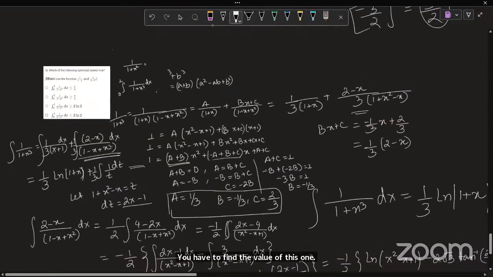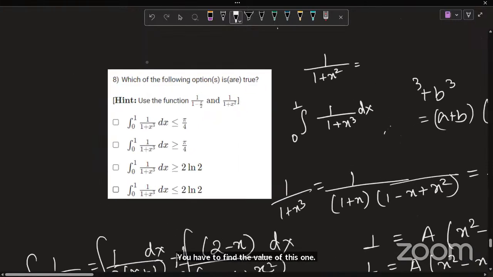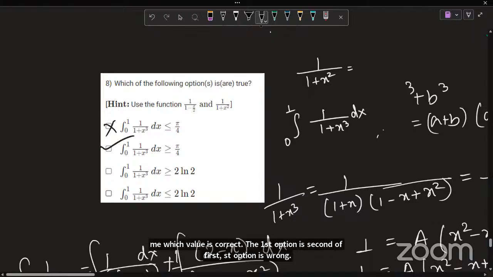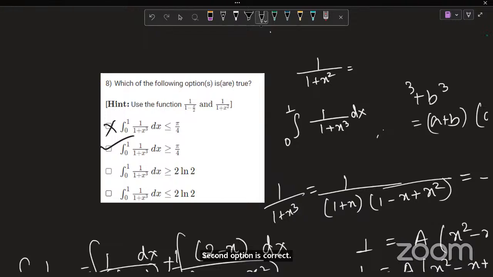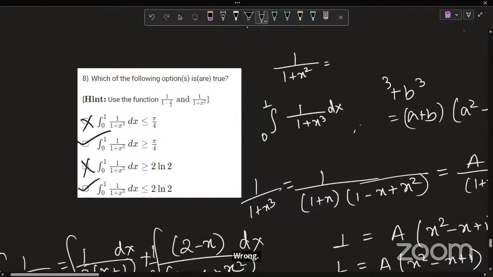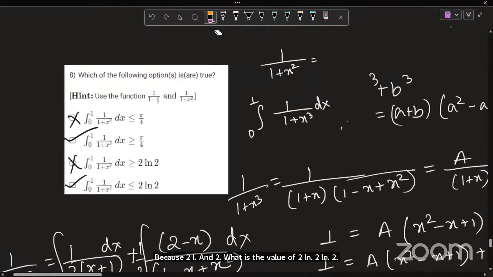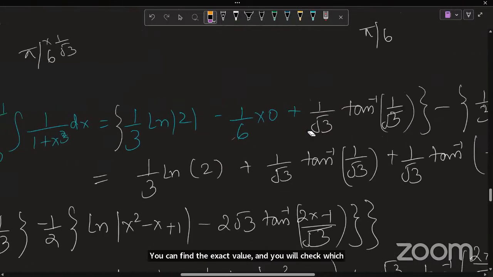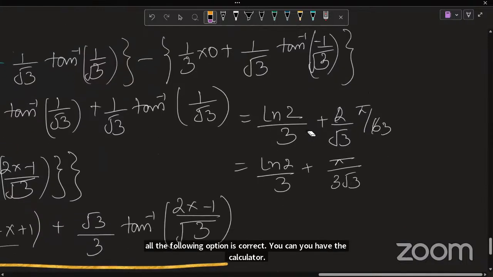So tell me which value is correct. The first option is wrong. Second option is correct. And what about the third? Wrong. And this one is correct. Because 2 ln2, what is the value of 2 ln2? 2 into ln2. You can find the exact value and you will check which of the following option is correct.